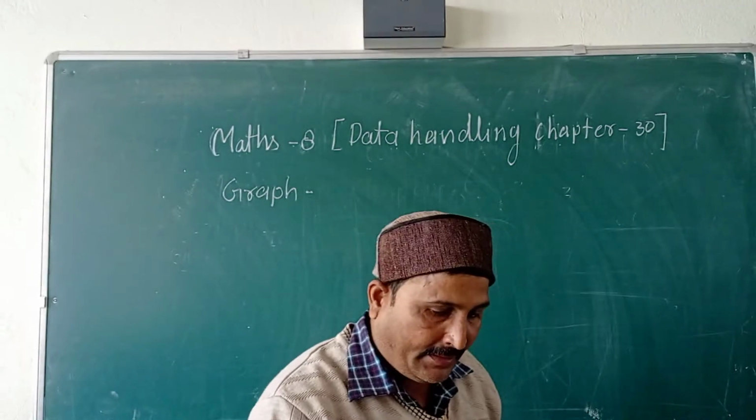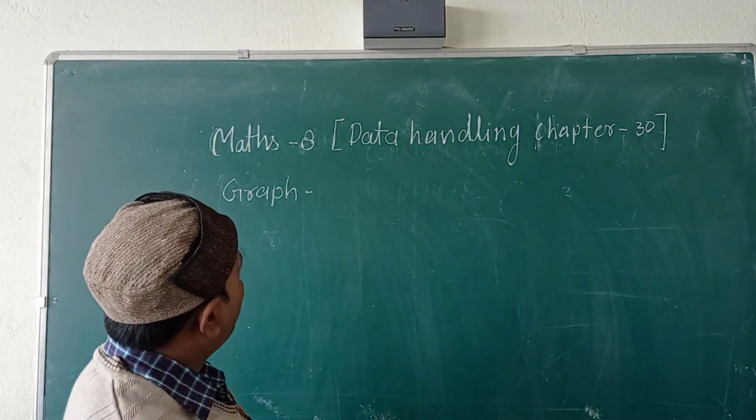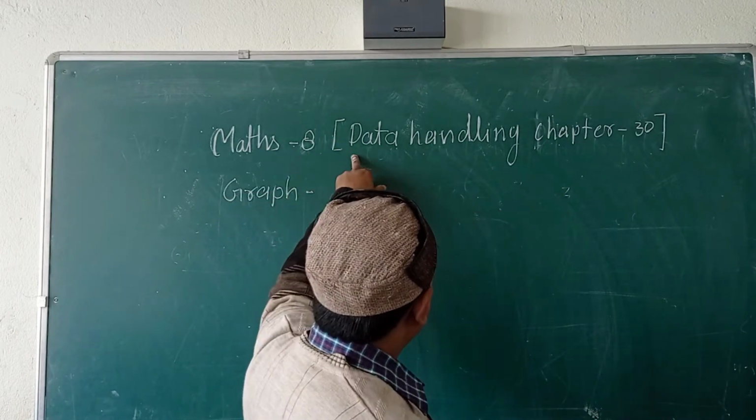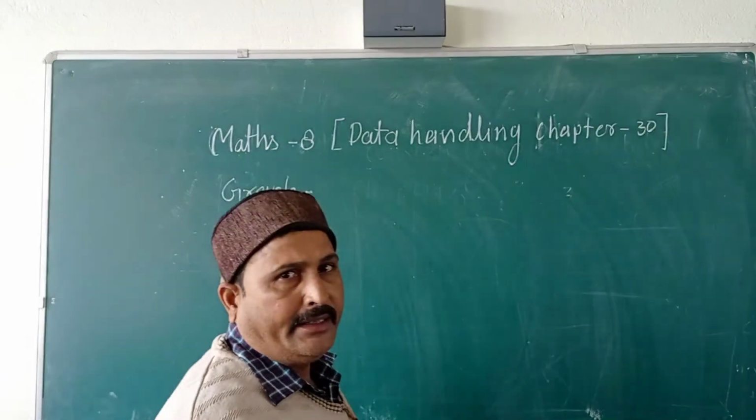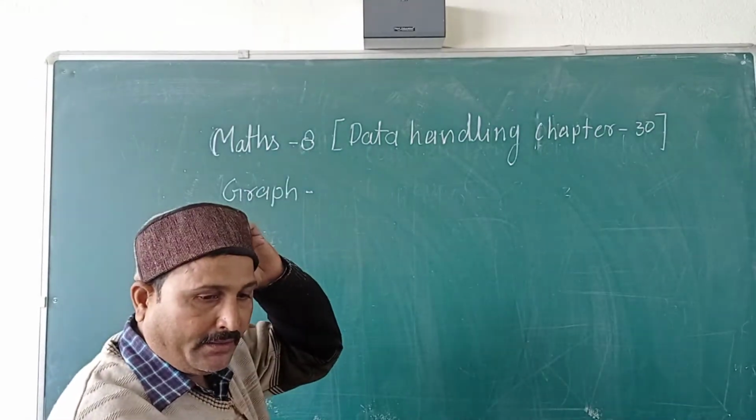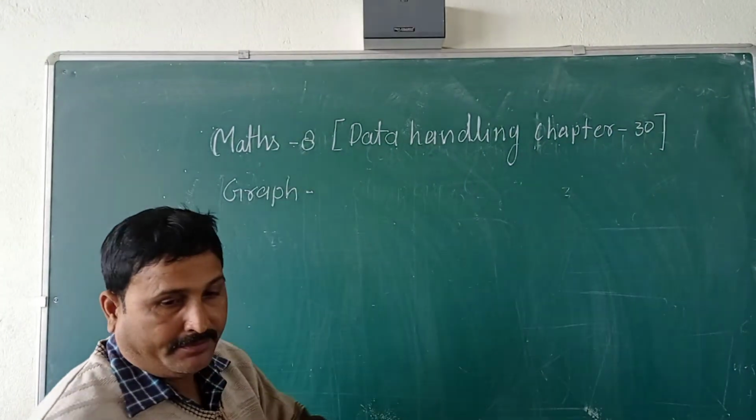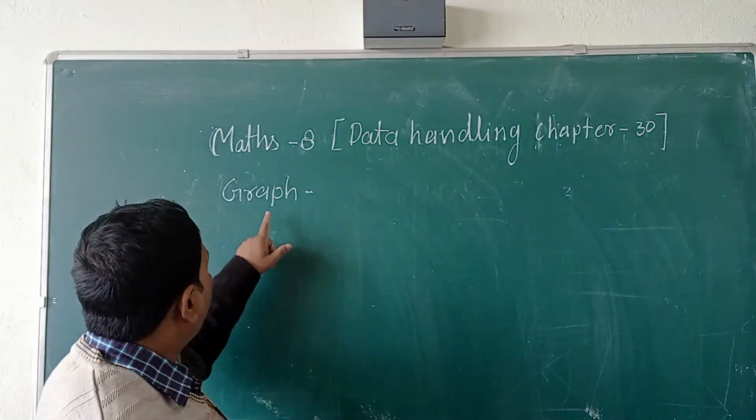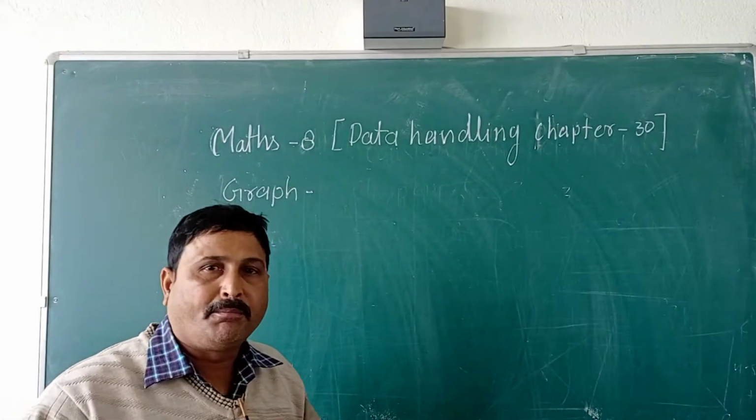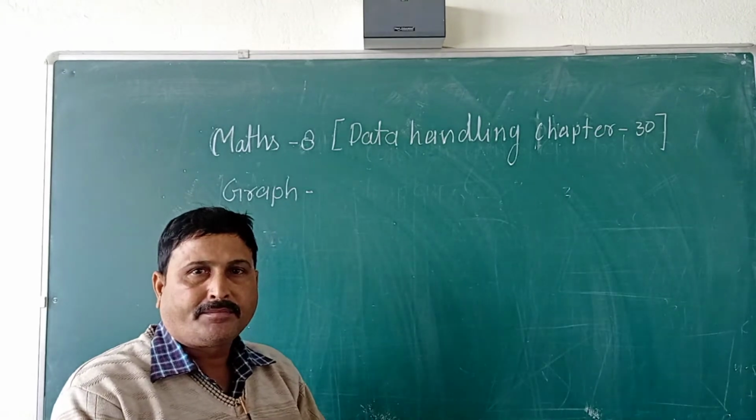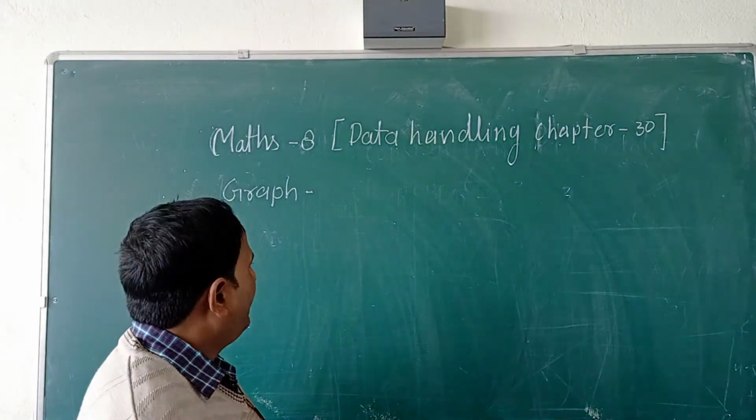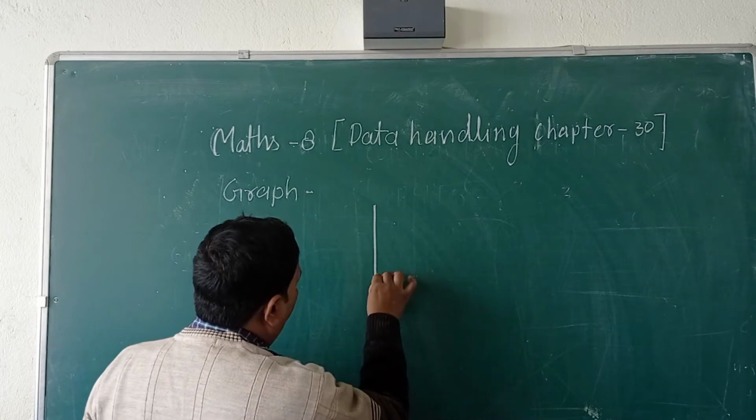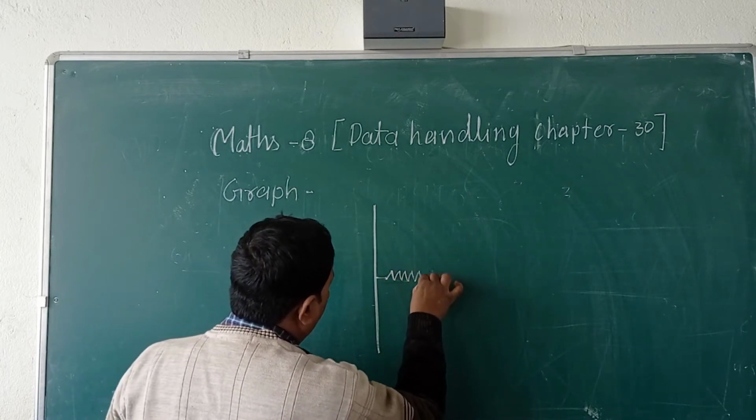In this chapter of Class 8 math, chapter 30, Data Handling, we will study about graphs. What is a graph? A graph is the pictorial representation of some fact or statement. Suppose the heartbeat of a person goes like this.